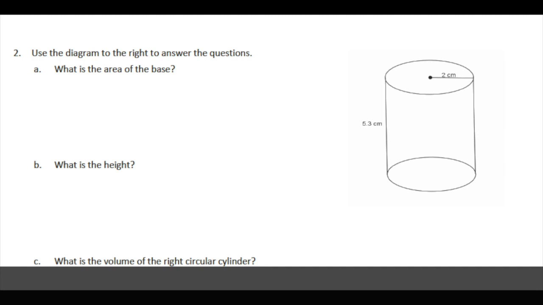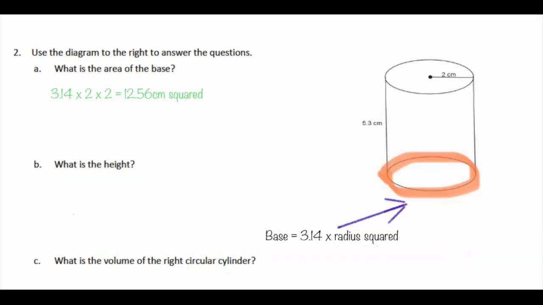Area of the base equals 3.14 times 2 squared. That gives us 12 and 56 centimeters squared. Wait, pause. I said that wrong. Good catch. It's 12 and 56 hundredths centimeters squared.